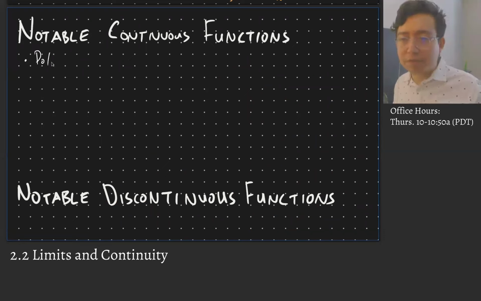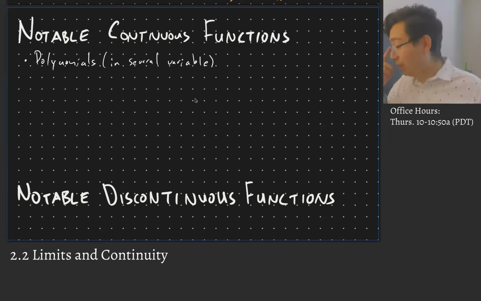So polynomials. The notable thing about this is that it can include polynomials in several variables. For example, we might think of a polynomial as x squared plus 2x plus 1, but you can have polynomials like x squared plus 2xy plus y or something like that. So you can have multiple variables in the same polynomial.